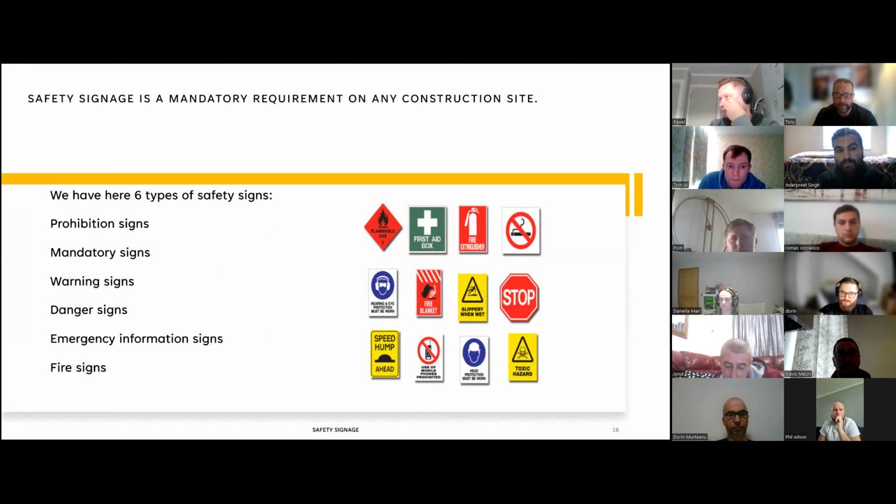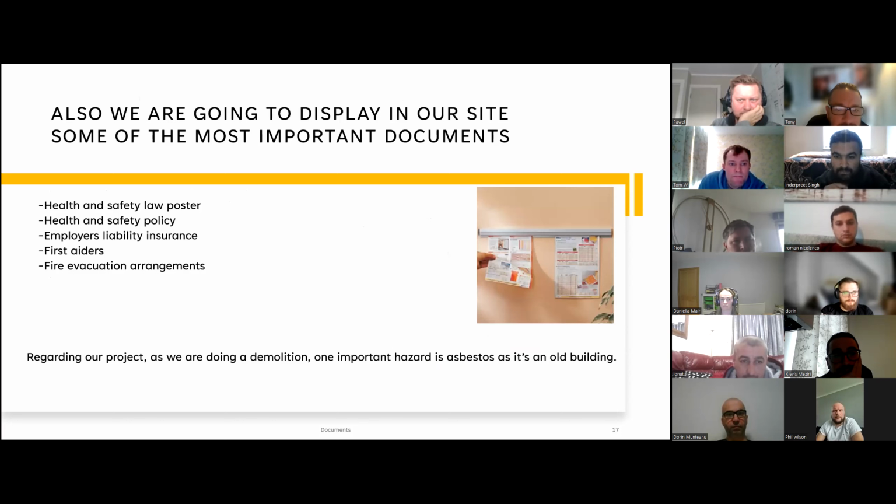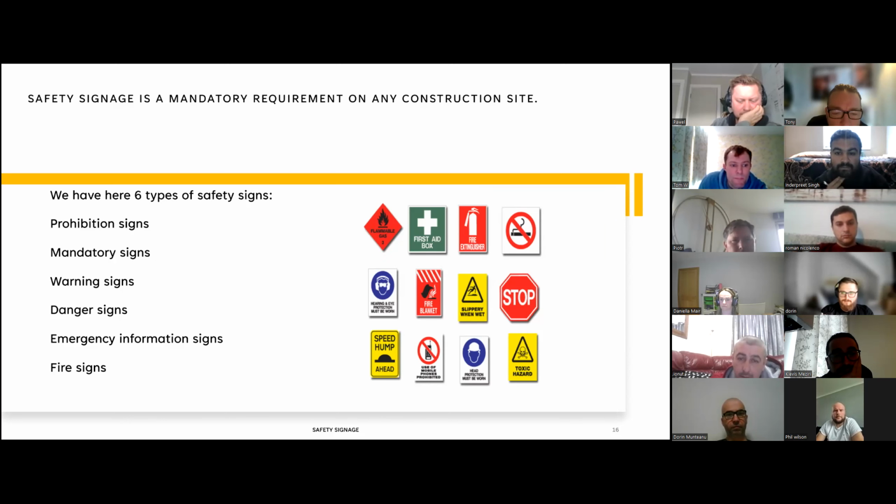Now, regarding our project, because we are doing a demolition, we have two important hazards, which I mentioned. One of them is asbestos, as it is an old building. And the second one is that the ground was contaminated with cadmium and lead. When materials containing asbestos are disturbed or damaged, fibers are released into the air. When these fibers are inhaled, they can cause serious diseases. These diseases will not affect you immediately. They often take a long time to develop, but once diagnosed, it's often too late to do anything.